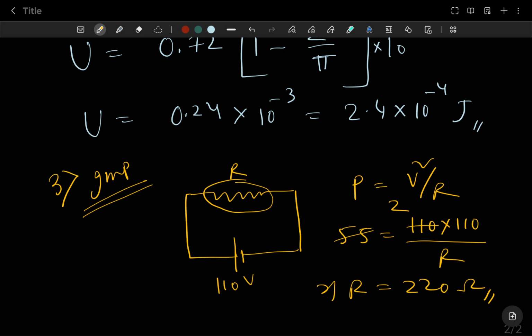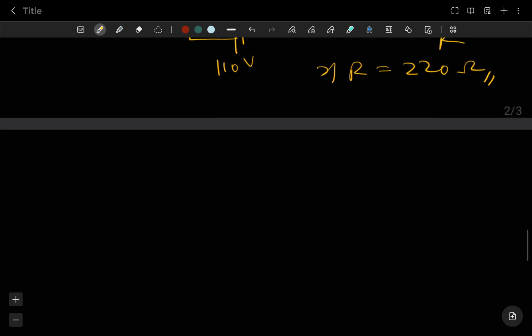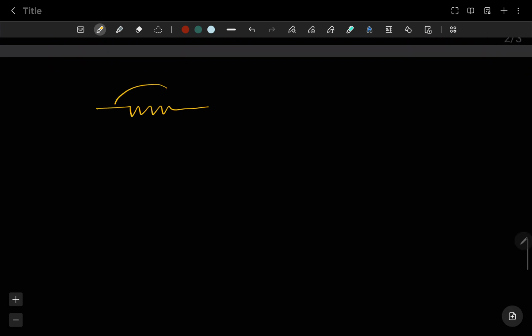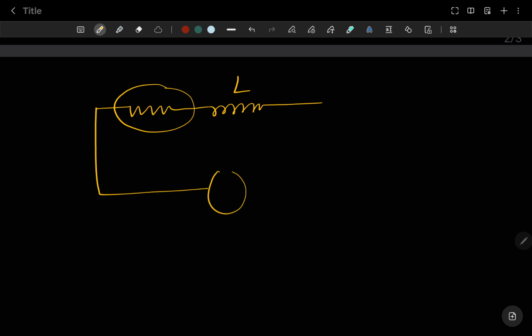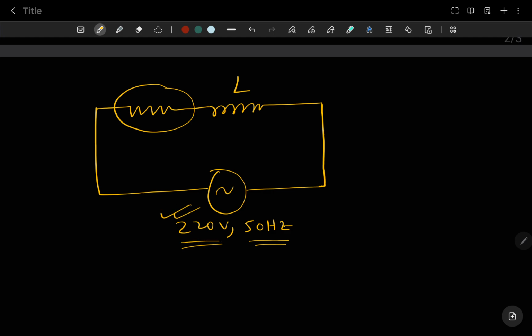It is connected to a 220 volt 50 hertz line through a choke coil in series now. Now this bulb is connected to a choke coil of inductance L, and an AC source of 220 volt 50 hertz. The frequency is 50 hertz and the RMS voltage, always this is given as RMS. This is the source voltage.